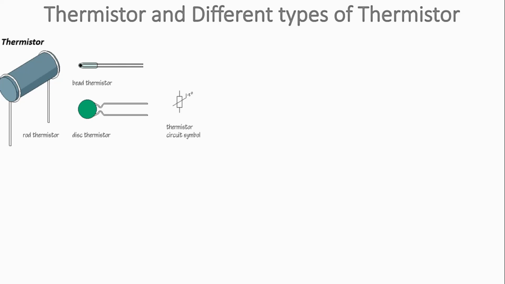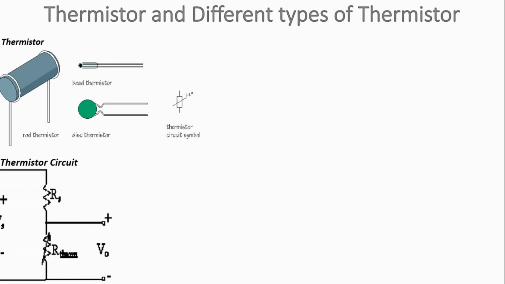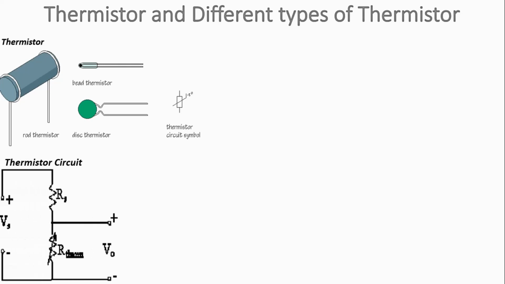Now we will see a typical thermistor circuit. From the circuit diagram, it is clear that this is a simple voltage divider. RS is some fixed supply resistance. RS and the supply voltage Vs can be adjusted to obtain the desired range of output voltage V0 for a given range of temperature. Now we will see what the advantages are.